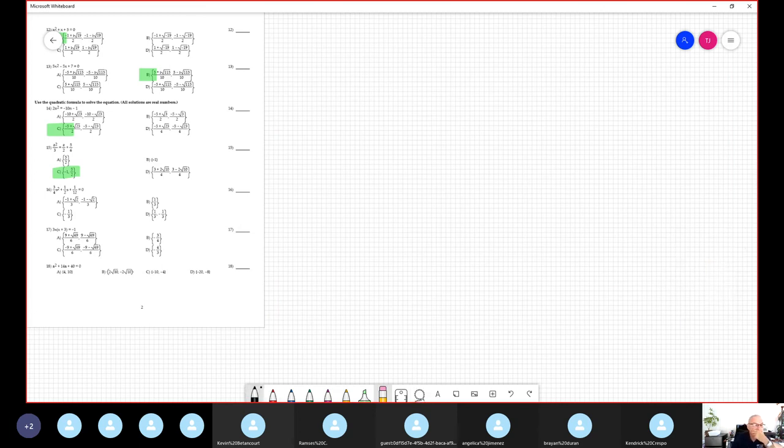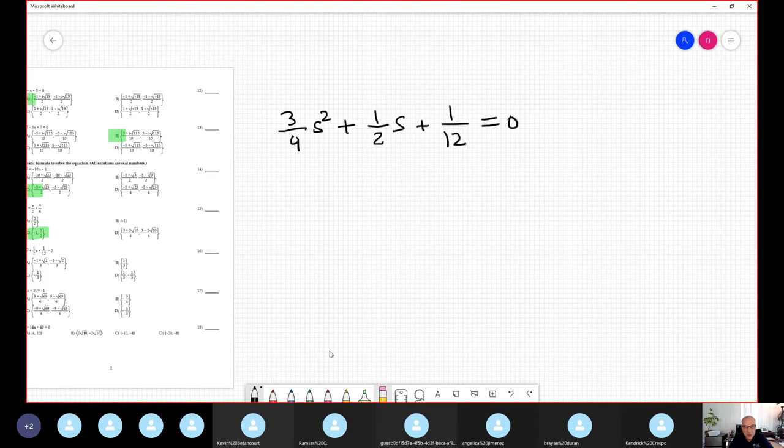Okay, let's do one more. 16 is similar: 3 over 4 s squared, where s is the variable, plus 1 half x, plus 1 over 12, equal to 0. Well, again, fractions, and you find the least common denominator. The least common denominator is obvious; we're using intuition, no? LCD is 12.